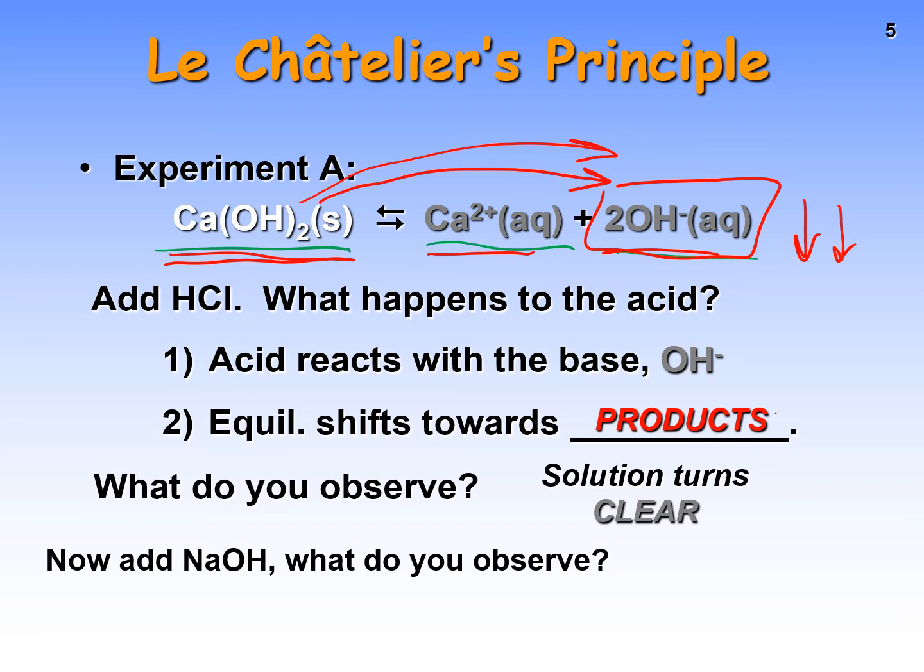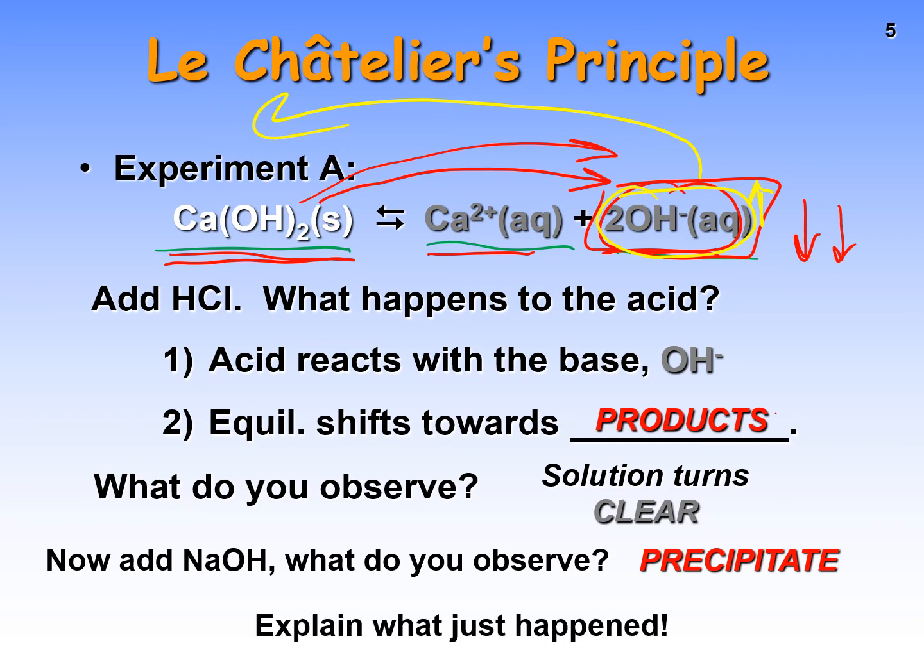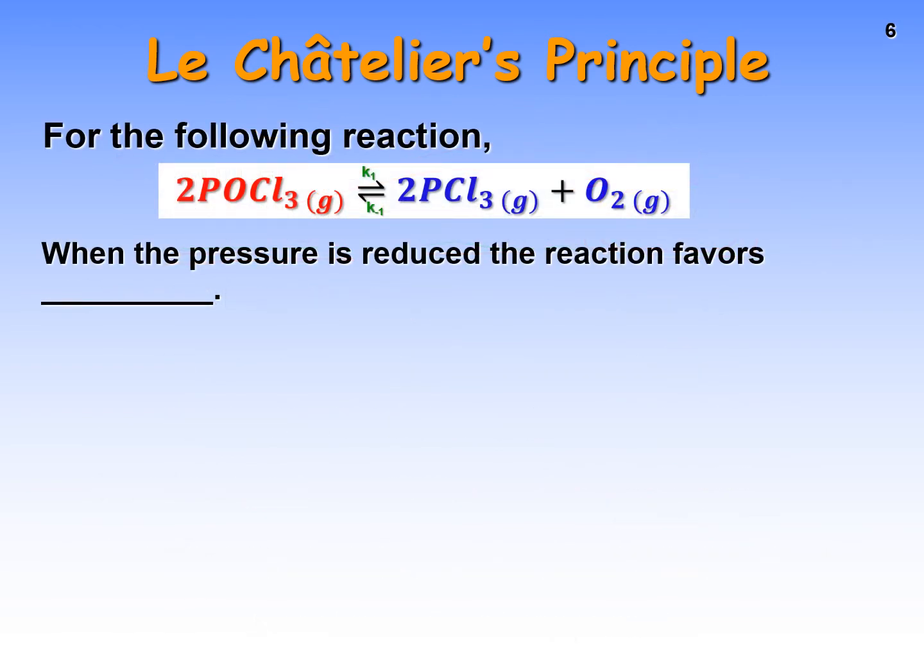Now, if we add NaOH, the opposite is going to occur, right? By adding NaOH, I'm effectively, let's use a different color, I'm adding OH minus. This time, I'm increasing this guy. I'm going to see a shift towards the reactant side. This means the reaction is going to precipitate more calcium hydroxide out. We're going to see more white solid form. And you should be able to explain things like this yourself on a test.